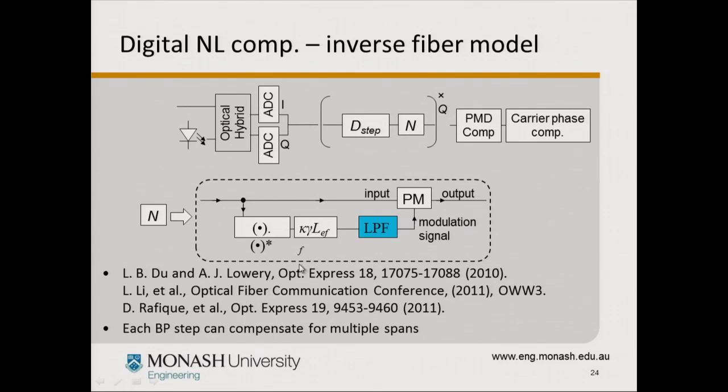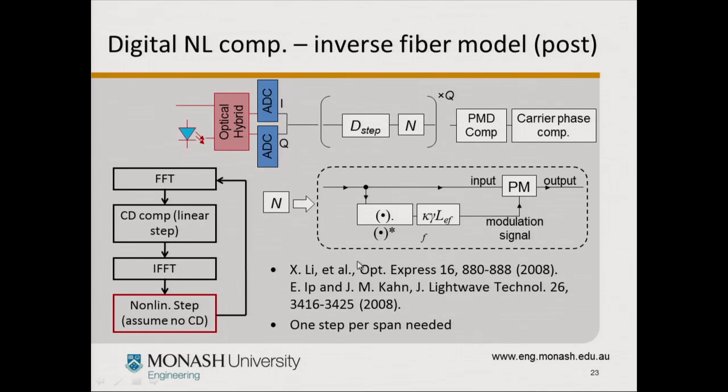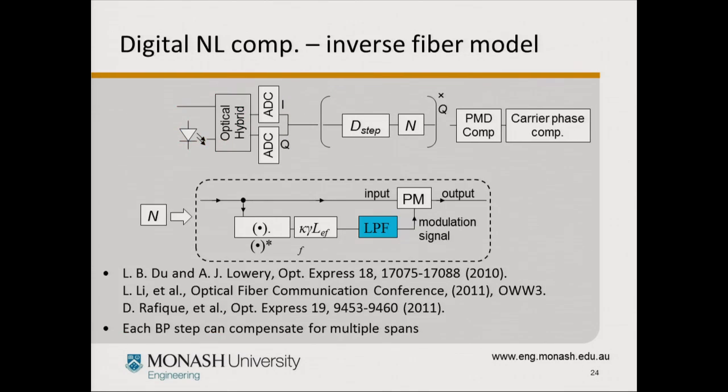So now this system requires at least one backpropagation step per span, and in some of the estimations of the computational power, it was estimated that somewhere between 50 to 100 times the computational complexity of a linear dispersion equalizer is required for one step per span for, let's say, a 20-span link. So that's a little excessive and beyond the current capabilities of DSPs. So we need to further simplify that.